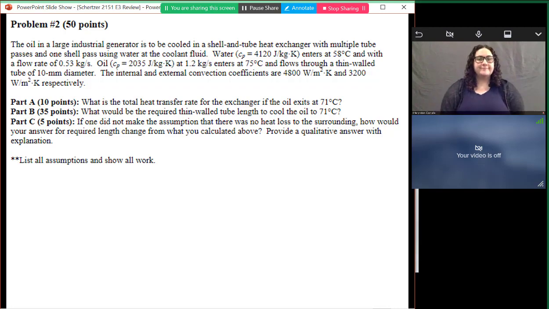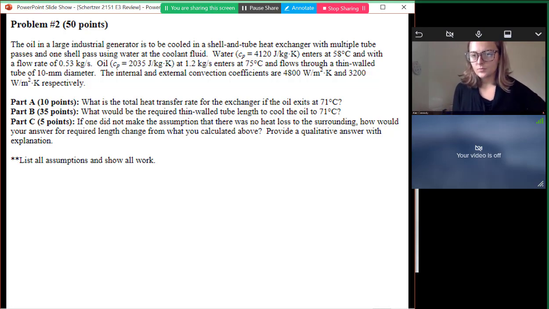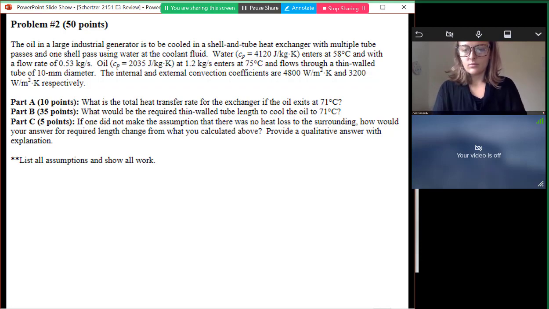Problem 2. The oil in a large industrial generator is to be cooled in a shell and tube heat exchanger with multiple tube passes and one shell pass using water as the cooling fluid. Water, at a particular specific heat, enters at 58 degrees Celsius and with a flow rate of 0.53 kilograms per second. Oil, which has a different specific heat, comes in at 1.2 kilograms per second at 75 degrees Celsius and flows through a thin-walled tube of 10 millimeter diameter. The internal and external convection coefficients are given.